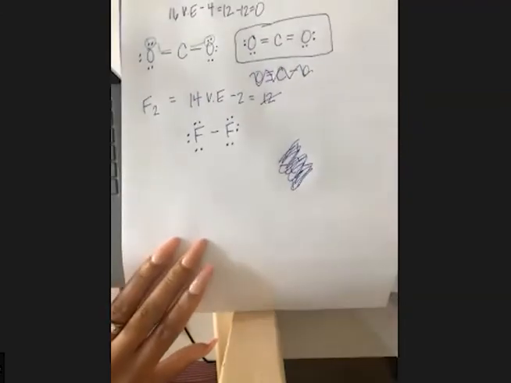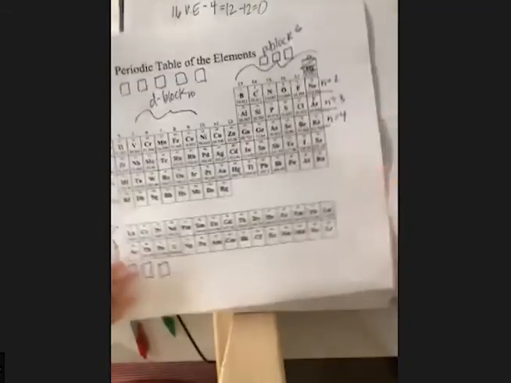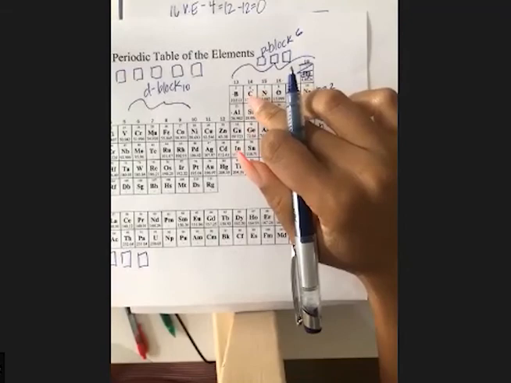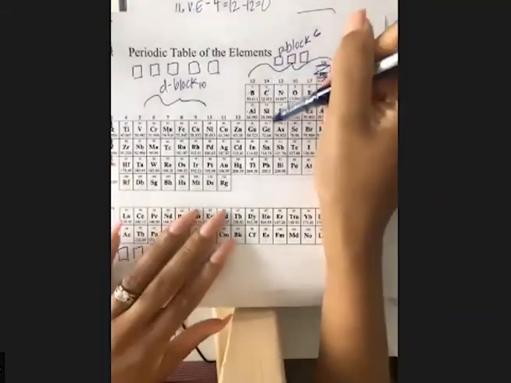Yeah, and then the other thing is you're probably just thinking carbon's in group 4, so it has 4 valence electrons. Are you asking about that? Oh, that might be it. Okay, so carbon's in group 4. So let's just look at everything that's in group 4.